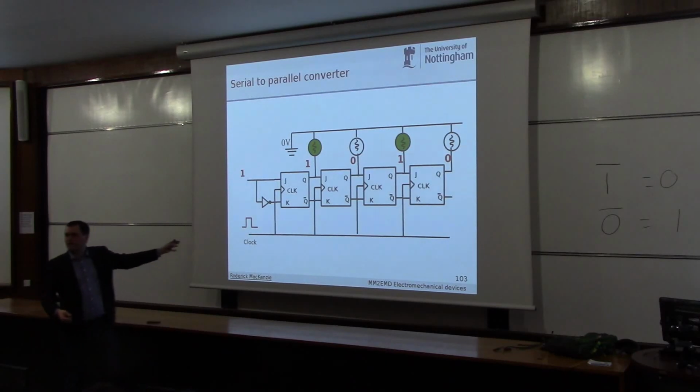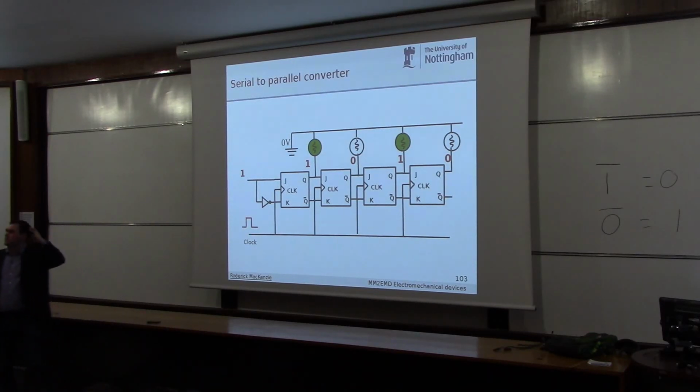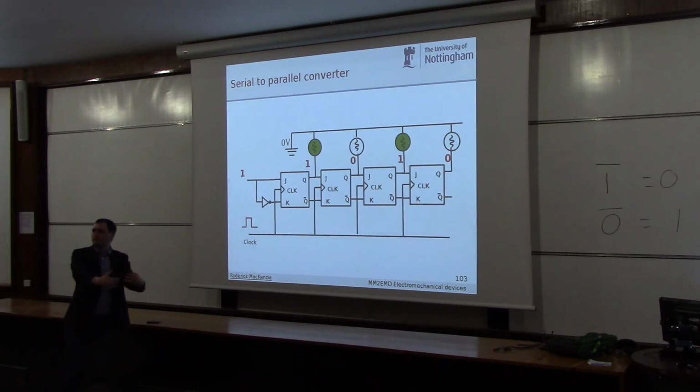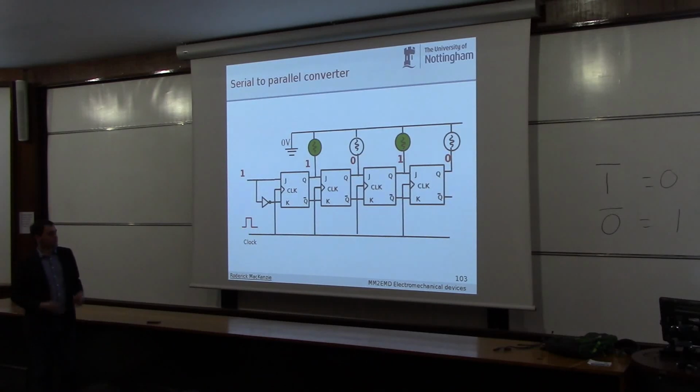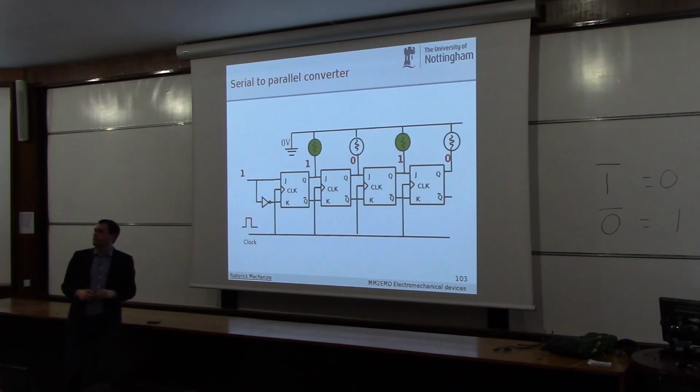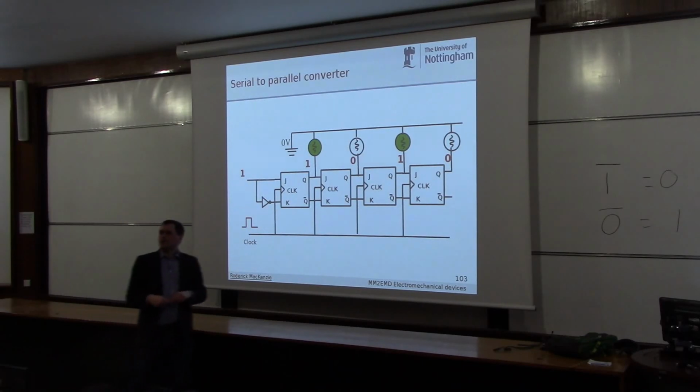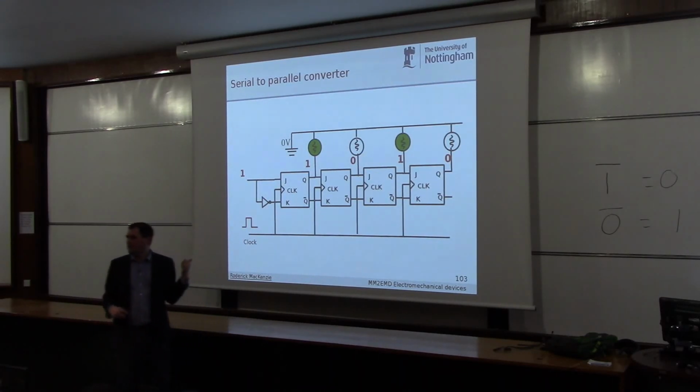And this is exactly the circuit that's used in basically any USB device, to take this serial stream of 1s and 0s and make it into a nice parallel data stream that's ready for your device to use internally. So this is called a shift register, or a serial to parallel converter. Has anybody got any questions about this?